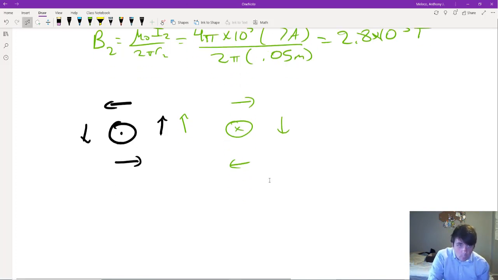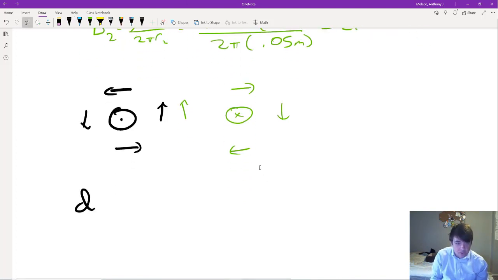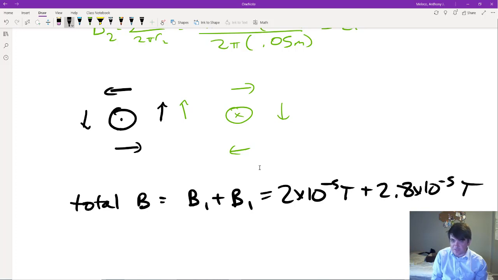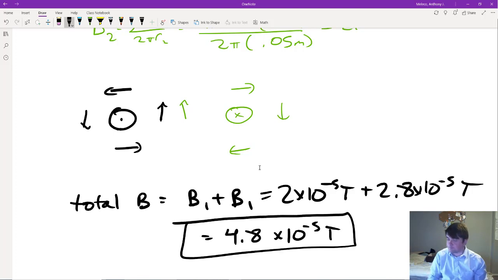So what we get then is the total B is going to be B1 plus B2 because they're in the same direction. And so that was 2 times 10 to the minus 5 Tesla plus 2.8 times 10 to the minus 5 Tesla, which, I can add 2 and 2.8, that's 4.8 times 10 to the minus 5 Tesla.